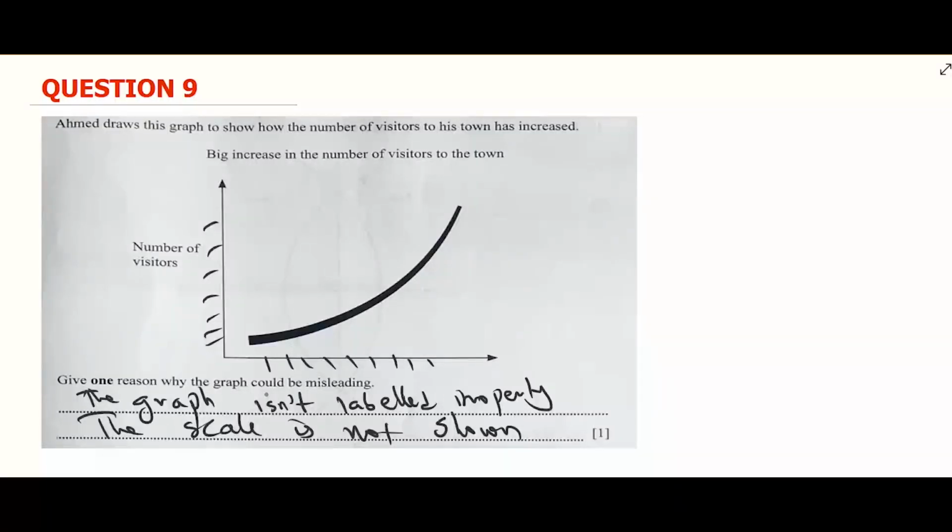Anytime you want to determine if a graph is misleading, you can trace it to the labeling of the axis, and you can also trace it to the scale of the axis. So these are the three things you could say: the graph is not labeled properly, the scale is not shown, and if you look at the curve itself, the thickness varies. You can give any of these three as your reason. You just need only one.